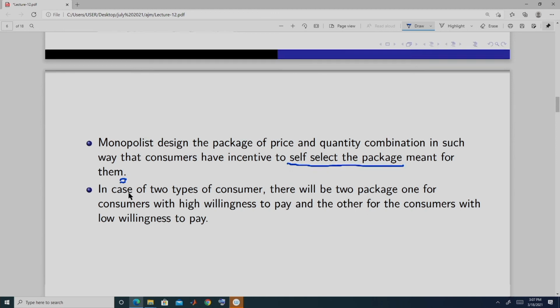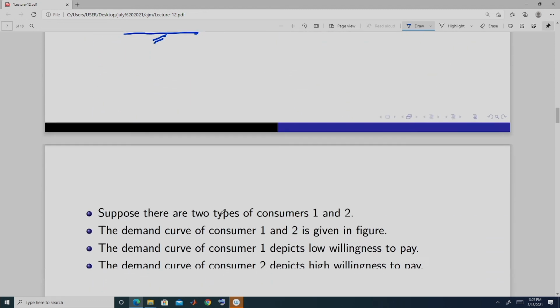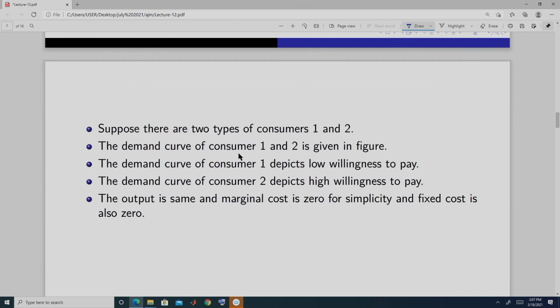So in case there are only 2 types of consumers, one with a high willingness to pay and the other with a low willingness to pay, then there can be 2 packages: one meant for the high willingness to pay and another for the low willingness to pay. Now we build a model on this. Suppose there are 2 types of consumers, consumer 1 and consumer 2. Their demand curves are given here.